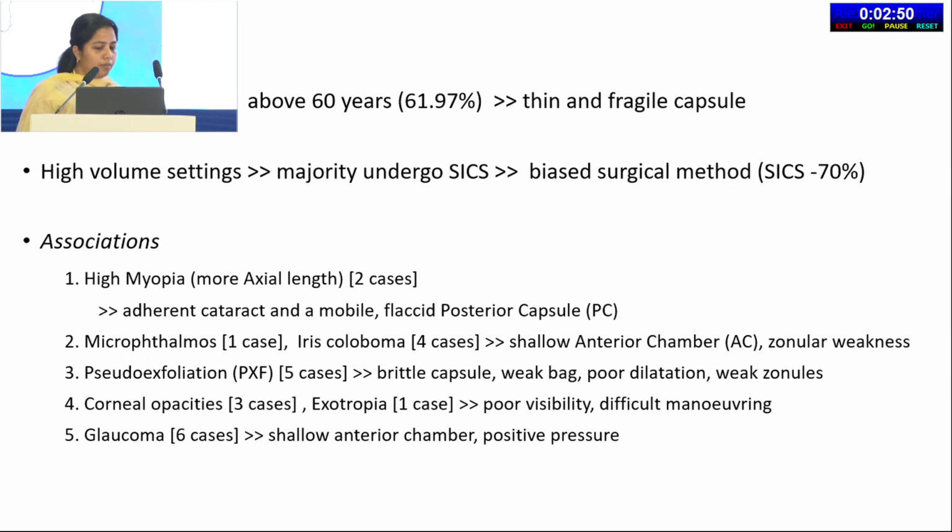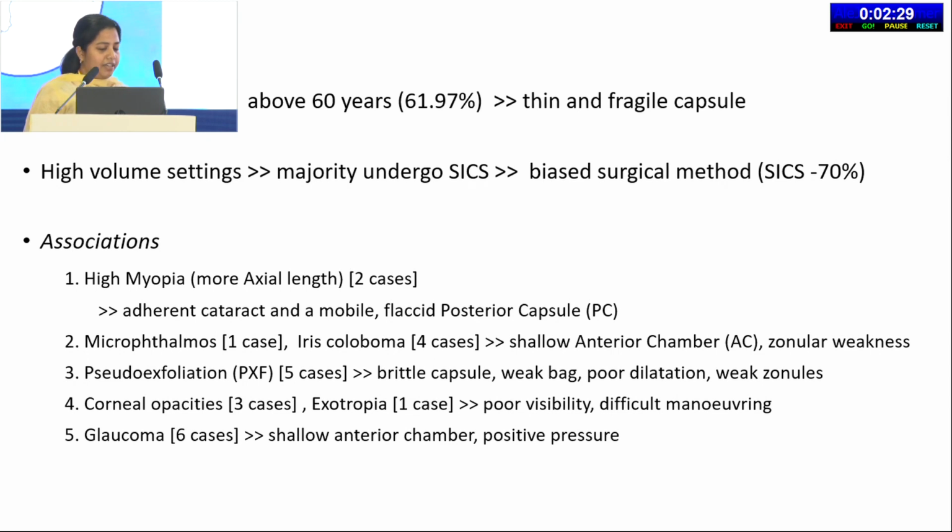Microphthalmos and iris colobomas have a shallow anterior chamber and zonular weakness which can cause rents. And pseudoexfoliation, they have weaker zonules along with a brittle capsule, weak bag, and sometimes poor dilatation can hamper the visualization during the surgical maneuvering. And corneal opacities have the same reason, that is poor visibility, which can make the maneuvering difficult.